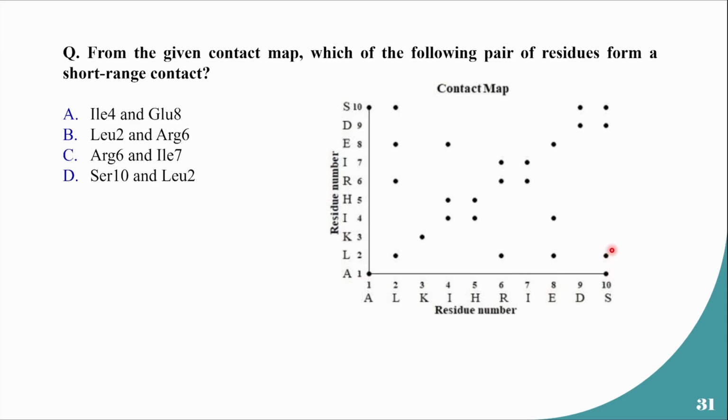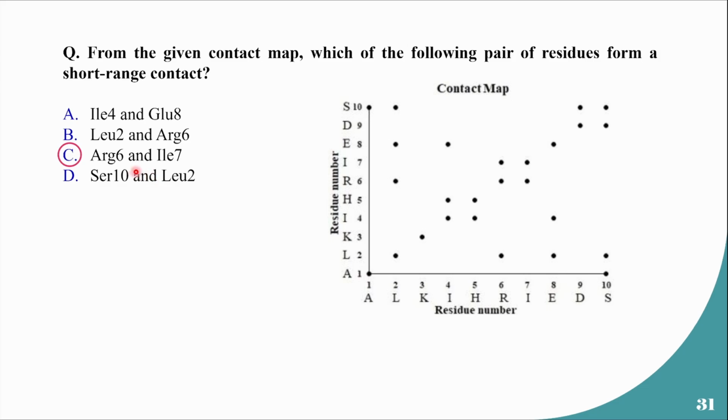Leucine 2 is here. So there is also a dot present between them. So in all of these cases, in 3D space, a contact is forming. Now what you have to ask is, among these four pairs, which one is present in very close proximity in the sequence space?